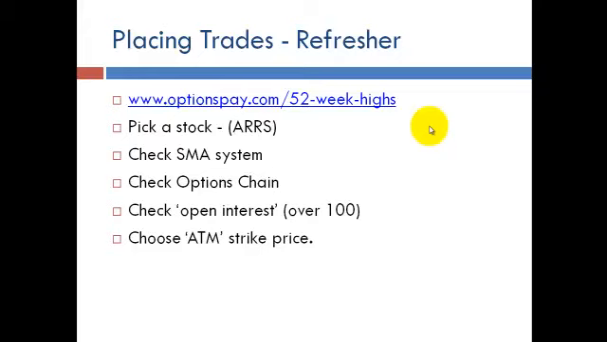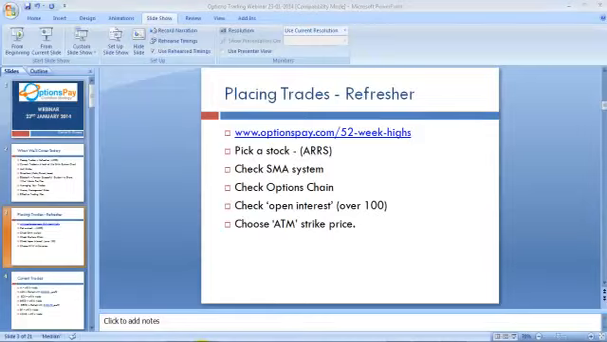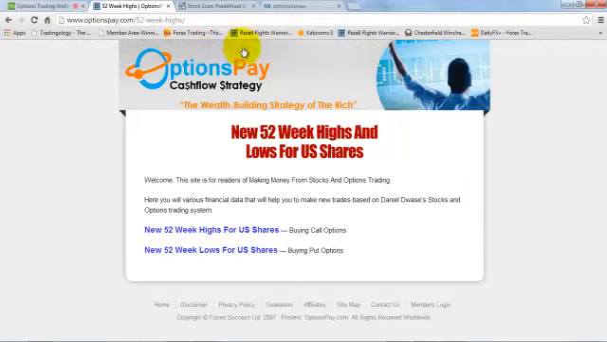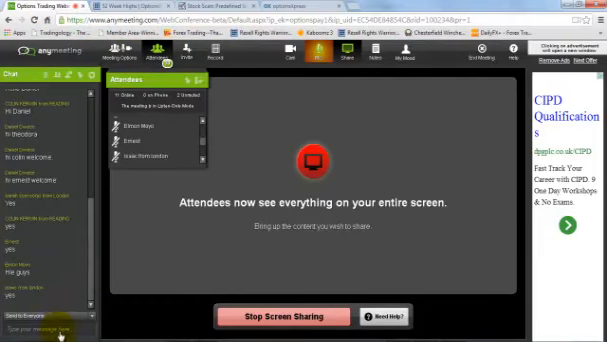I'm going to take you through the process of how we choose the stock. Okay, so optionspay.com/52 week highs.